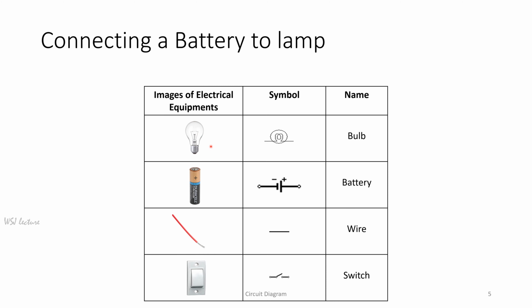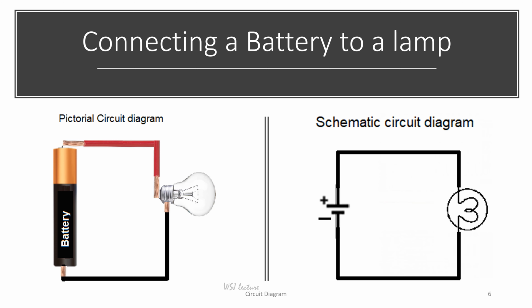This is the image of the equipment or the part. That is, this is a lamp, or you can say it is bulb, and the symbol of the lamp is given here. This is a battery and the symbol of the battery is given here. This is a wire and the symbol of wire is given here. This is a switch and the symbol of switch is given here. Let us design a circuit using this.